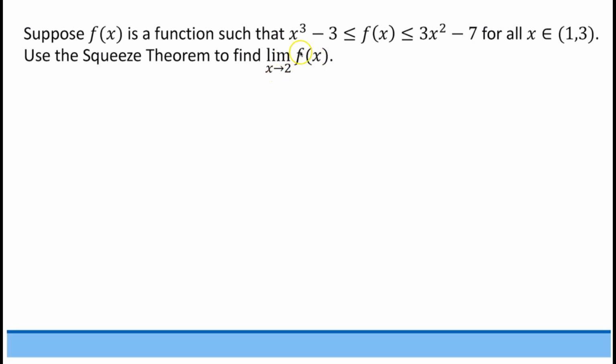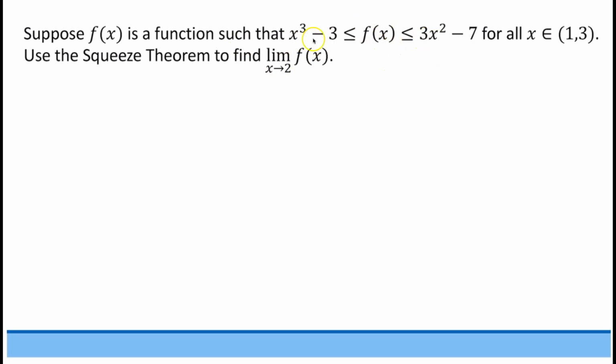So we're interested in the limit as x approaches 2 of that squeezed-in function f of x. We already have this inequality built for us. And we know that this is true on the interval from 1 to 3, and we're trying to evaluate as x approaches 2, which is in that interval. So it works out nicely. The squeeze theorem says that as long as the limit of the two outer functions is the same value, the limit of the inner function will be that value.